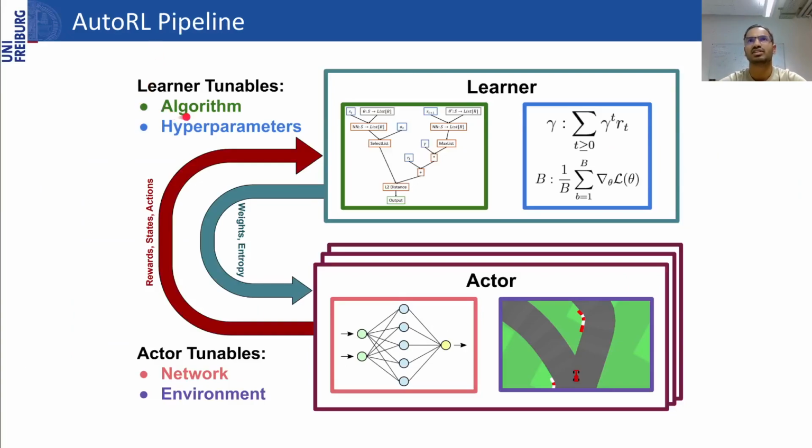On this slide, we see a visualization of what needs to be automated for the RL pipeline. We group these tunables further into the learner tunables and the actor tunables. Under the learner tunables, we tune the hyperparameters, the batch size B, for example, or the discount factor gamma, and the algorithm, for example, learning the best parameterization of the loss function to use. Under the actor tunables, we tune the network architecture used by the RL agent or even the environment itself.